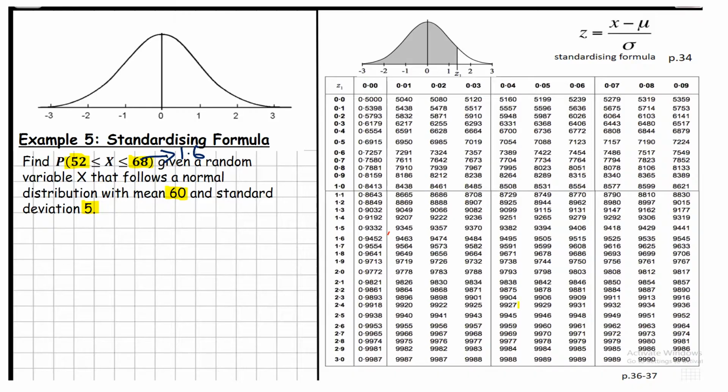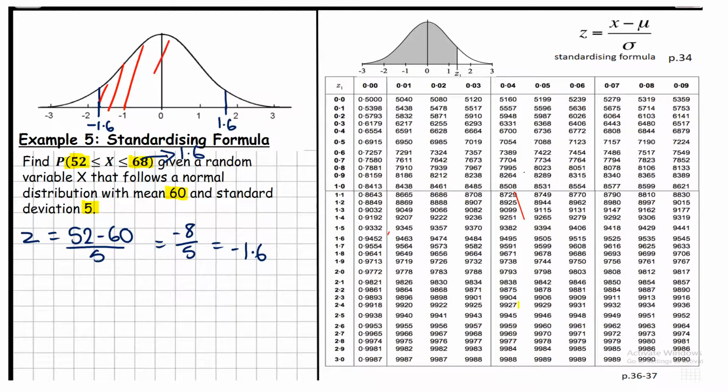So now we have to find the z-score given the x is 52. So let's go do that. So z is equal to 52 minus 60 over 5, which gives me minus 8 over 5, which gives me minus 1.6. Now that is so hugely important. Please don't lose that sign. So now I think it will be beneficial to see this here. So this is minus 1.6 and this is 1.6. Okay, so we're trying to find the probability that it appears somewhere within here.